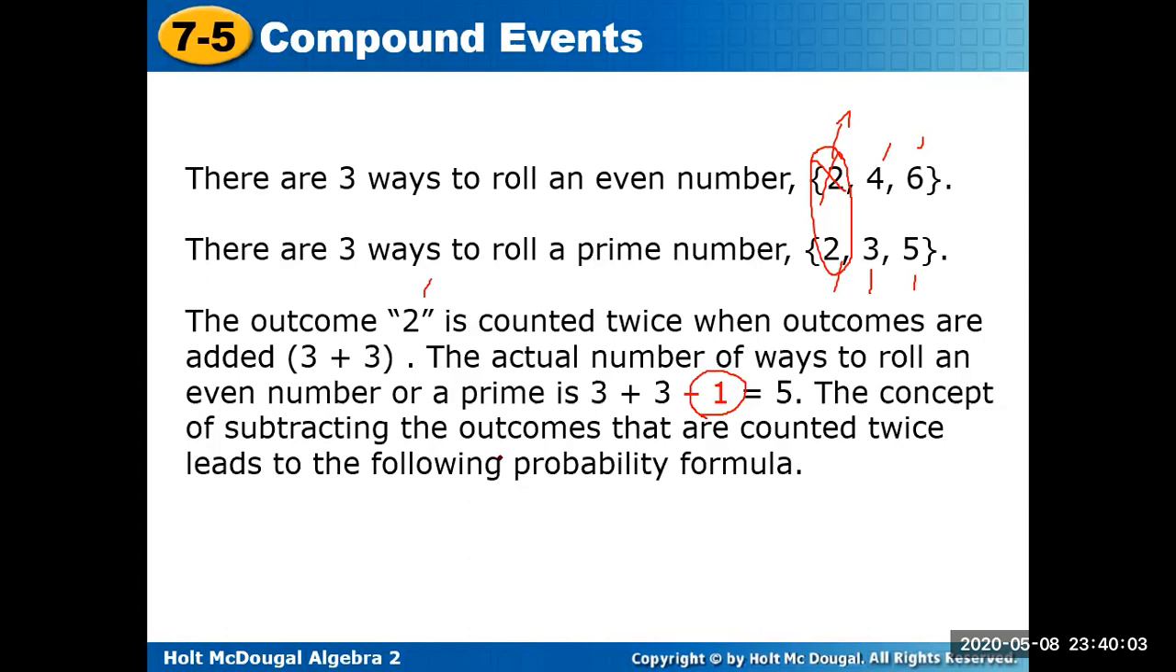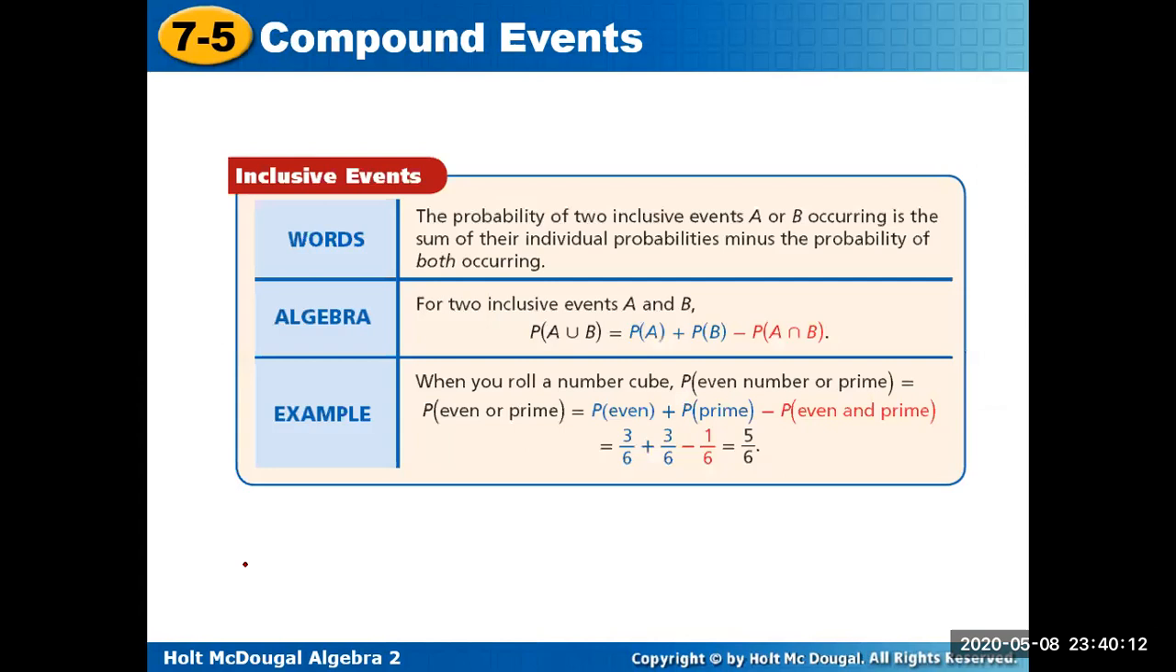Okay. So the concept of subtracting the outcomes that are counted twice leads to the following probability formula. We have a probability formula for these types of cases. The probability of two inclusive events, A or B, occurring is the sum of their individual probabilities minus the probability of both occurring. So if event A and event B are inclusive events, we add their individual probabilities and then subtract the probability of both occurring, meaning both event A and event B occurring at the same time.